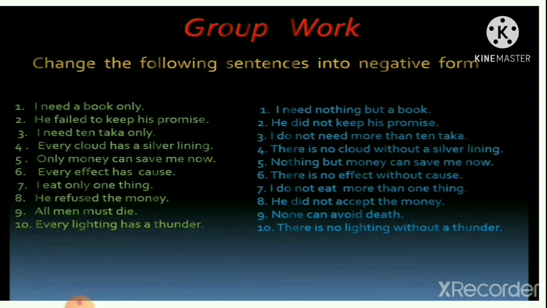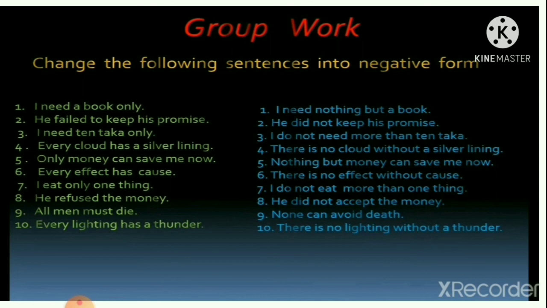Fifth sentence, only money can save me now. Nothing but money can save me now. Every effect has a cause. Negative will be, there is no effect without a cause. I eat only one thing. I do not eat more than one thing. He refused the money. He did not accept the money.